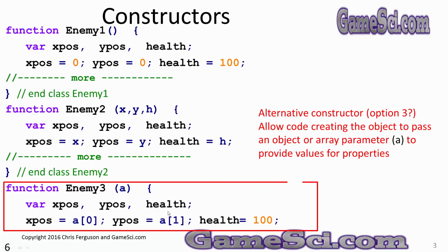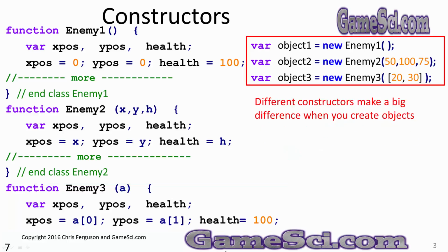Getting the picture? When you're building your first classes, when you're building your first objects, you've got to decide, do I want to be able to initialize the variables or not? You're going to need parameters if you're going to want to initialize those variables when the objects are built. Let's trace some lines of code that build actual objects. Different constructors make a big difference when you create objects. We're going to call these different constructors with their different parameters and see how it affects the code.